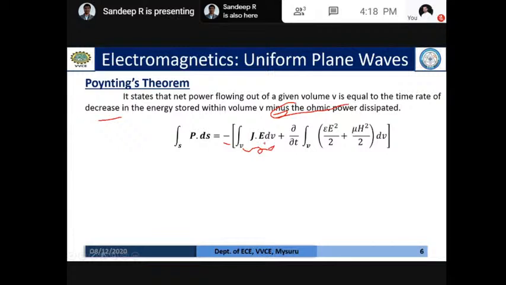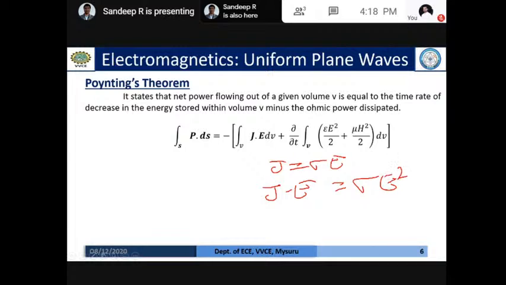The first expression, J dot E, represents the ohmic power dissipated. So J is equal to sigma into E. Dot product J dot E is sigma into E square. So very much similar to V square by R. So this represents the ohmic power dissipated. And the second term is half epsilon E square plus half mu into H square, which is nothing but the energy stored within the volume. So net power flow is equal to the rate of decrease in the energy stored minus the ohmic power dissipated. So this is Poynting's theorem.